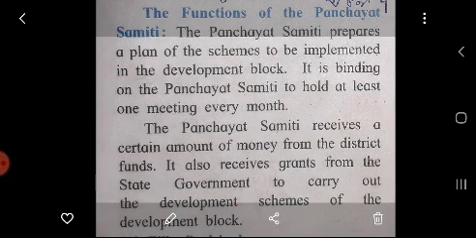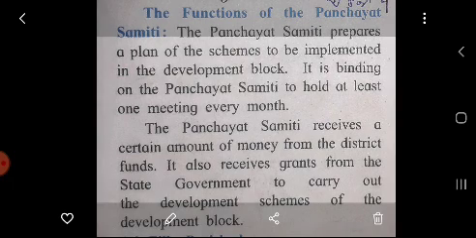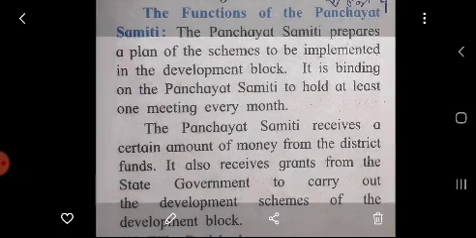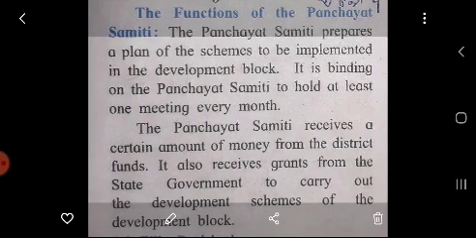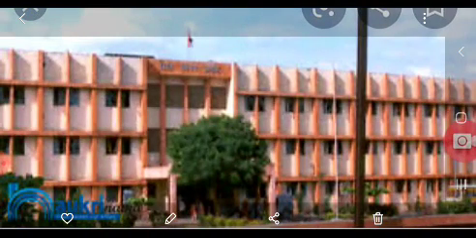You know what are grants? Schools are grantable. They get some amount of money, donation, all that, from the state government to carry out the development schemes, to carry out these schemes of the block, that is the development block, how you can use that money and where you can use.